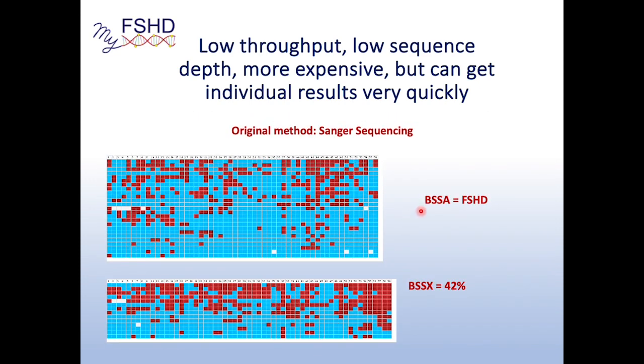Okay, then we know that BSSA is FSHD, so we're going to do BSSX and look at all the D4s, E4s. Now we're going to look at 59 different CpGs. And they're 42%, that's greater than 30%, not FSHD2. This individual's FSHD1.